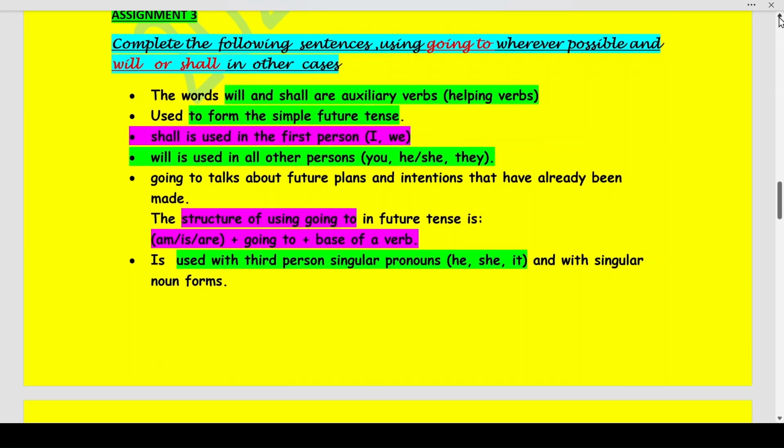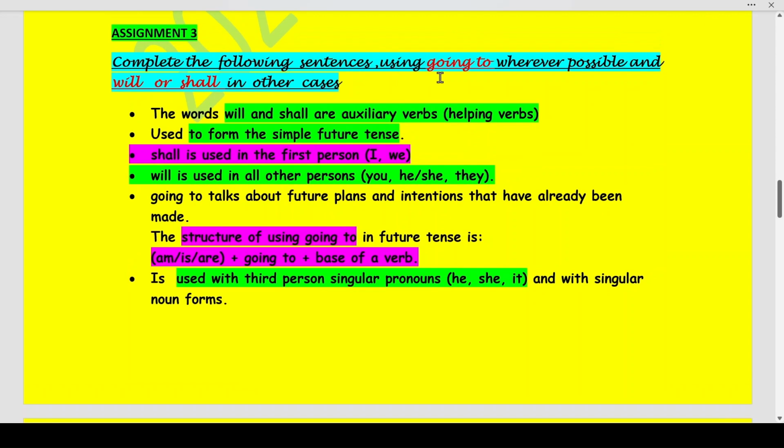Now, assignment number 3. Complete the following sentences using going to wherever possible and will or shall in other cases. First, let us understand where we use will, where we use shall, and where we will use going to. The words will and shall are auxiliary verbs, also called helping verbs. They are used to form the simple future tense, like has and have are used to form the past tense. In the same way, will and shall are used to form the simple future tense.